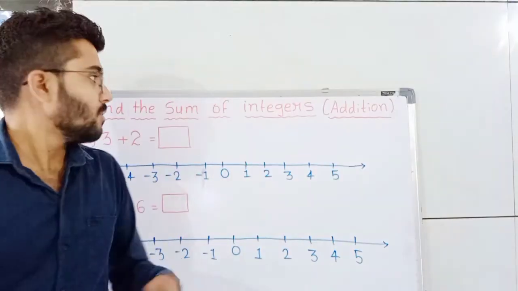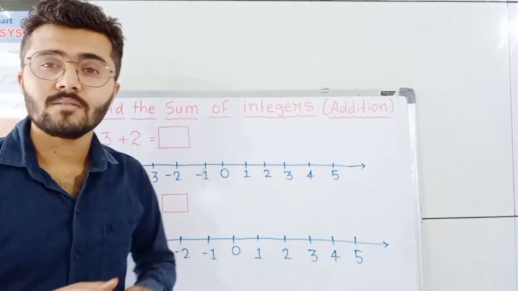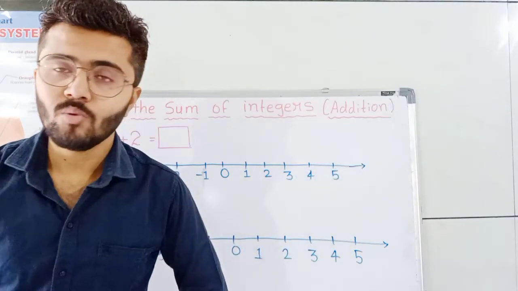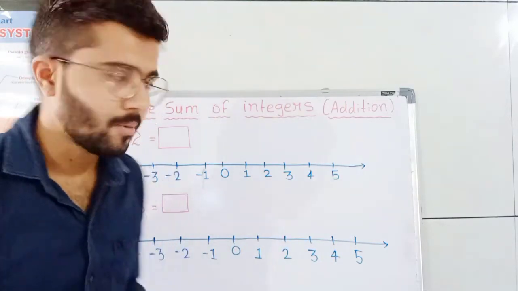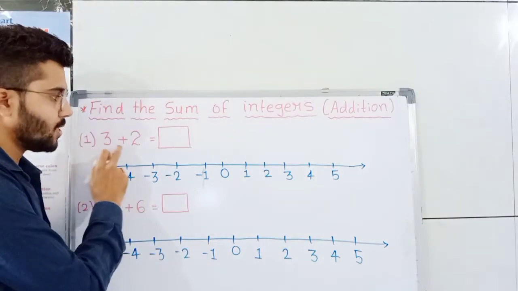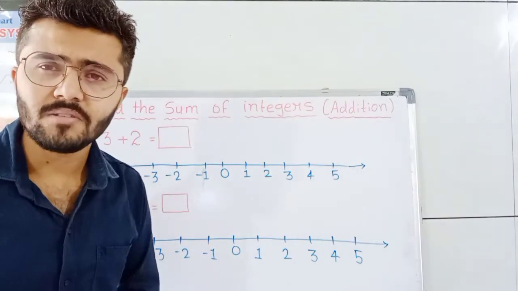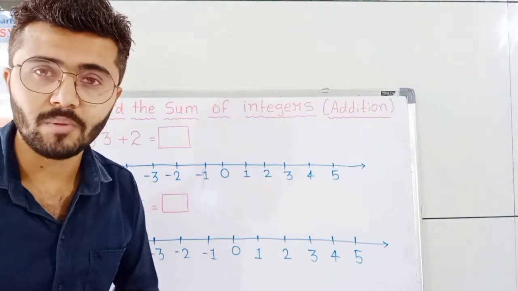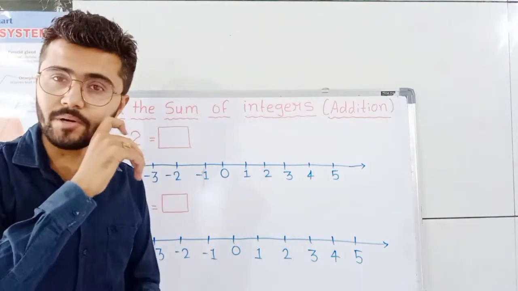Now we will understand how to find the sum of integers. Sum of integers means we have to add the integers on the number line. So for example, 3 plus 2, that is easy for us to solve. 3 plus 2, the answer is 5. But how to show that on the number line? So now it's very important.